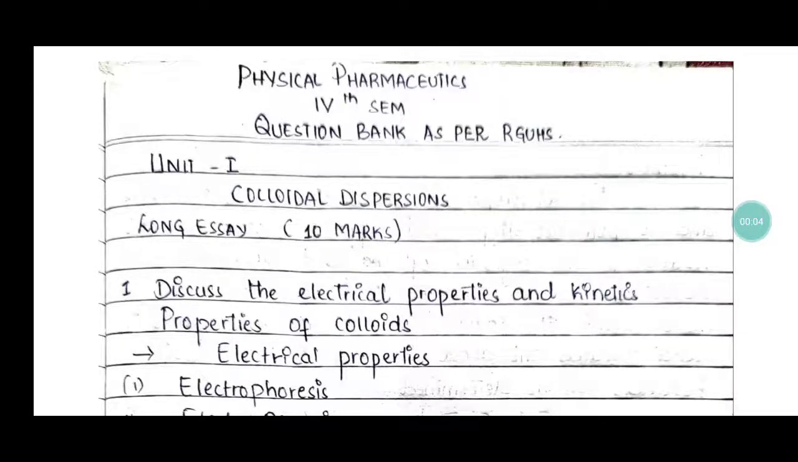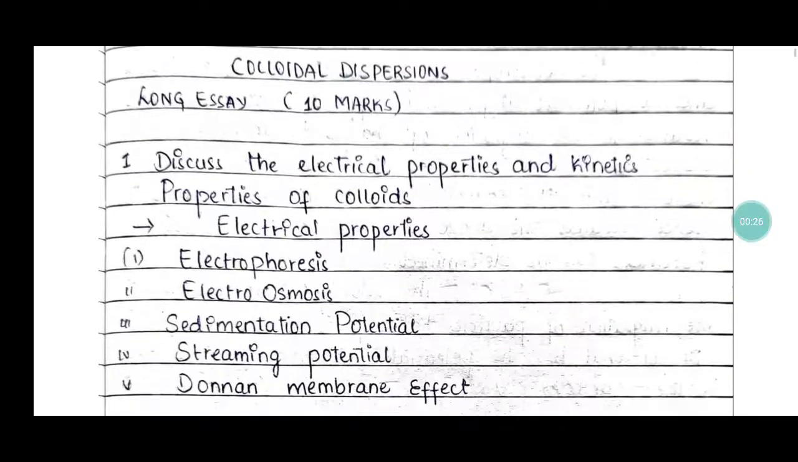Today I'm going to give you Physical Pharmaceutics 2, 4th semester questions and answers as per the question bank of RGUHS. We will start from the first unit, that is colloidal dispersion. 10 marks long essay. I'll start from the first question, that is: discuss the electrical properties and kinetic properties of colloids. The electrical properties have subparts: electrophoresis, electroosmosis, sedimentation potential, streaming potential, and Donnan membrane effect.